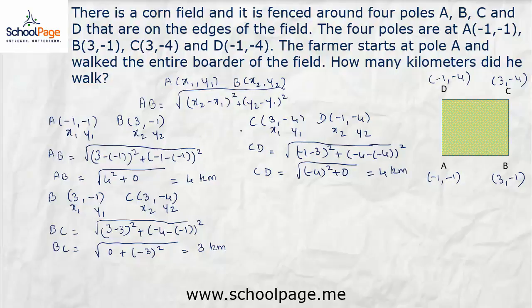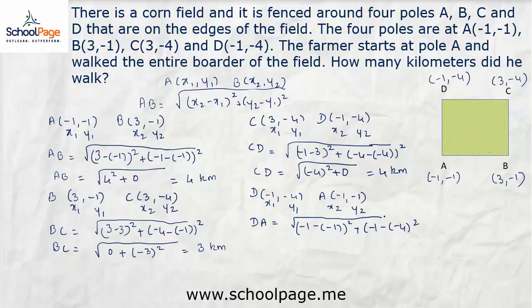Let us now find the distance DA. Now the coordinates of D are -1, -4 and A is -1, -1. Let us mark x1, y1, x2, y2. DA equal to square root of (x2 minus x1), so (-1 minus of -1) the whole square plus (-1 minus of -4) the whole square. Solving this, we get 0 plus 3 square, which is equal to 3 kilometers.